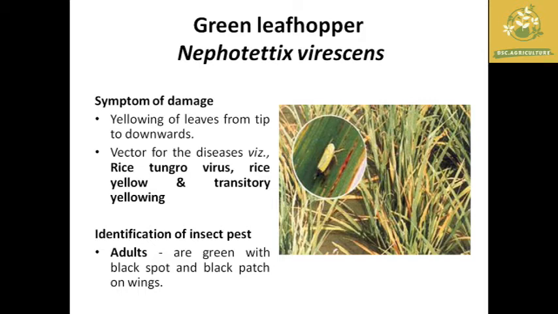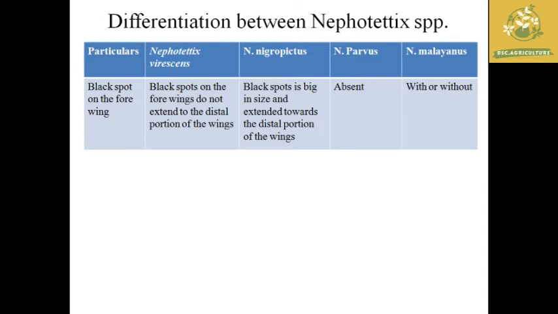While seeing about the identification of these pests, they used to have green with a black spot and a black patch on their wing. So that is how we are able to identify the green leaf hopper. And I have given the differentiation between Nephotettix species: the black BPH, WPPH and GLH. So these are the particular differentiations where there is a spot on the wing, where we are able to classify as well as make the management practices based on the insect.